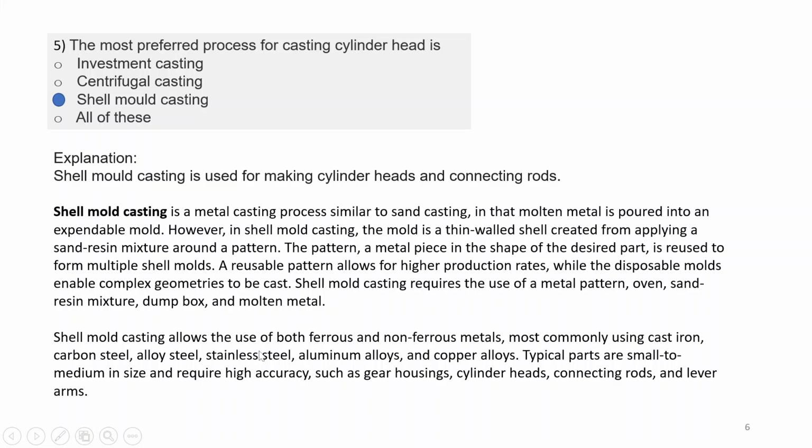Shell mold casting allows the use of both ferrous and non-ferrous metals, most commonly using cast iron, carbon steel, alloy steel, stainless steel, aluminum alloy, and copper alloys. And typical parts are small to medium in size and require high accuracy, such as gear housings, cylinder heads, connecting rods, and lever arms.